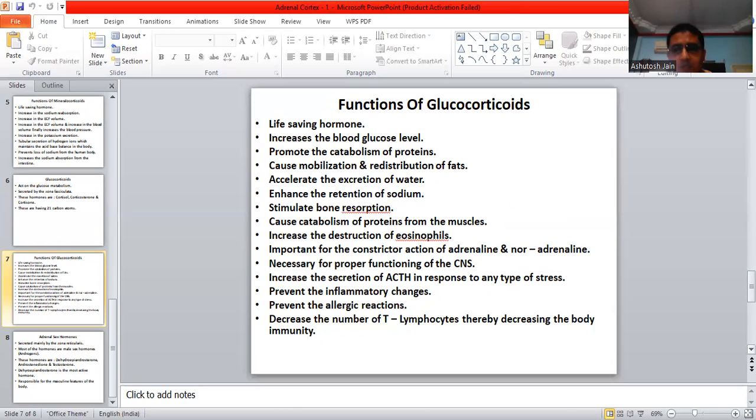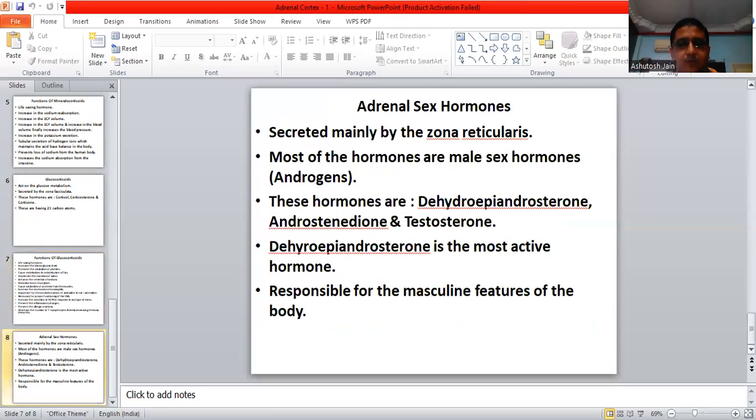I hope everything is clear up till now, my dear students. Again, moving on forward: adrenal sex hormones. These are also important, so kindly go through them carefully. These are secreted mainly by the zona reticularis. Most of the hormones are male sex hormones or androgens. These hormones are dihydroepiandrosterone, androstenedione, and testosterone. Dihydroepiandrosterone is the most active hormone responsible for the masculine features of the body.